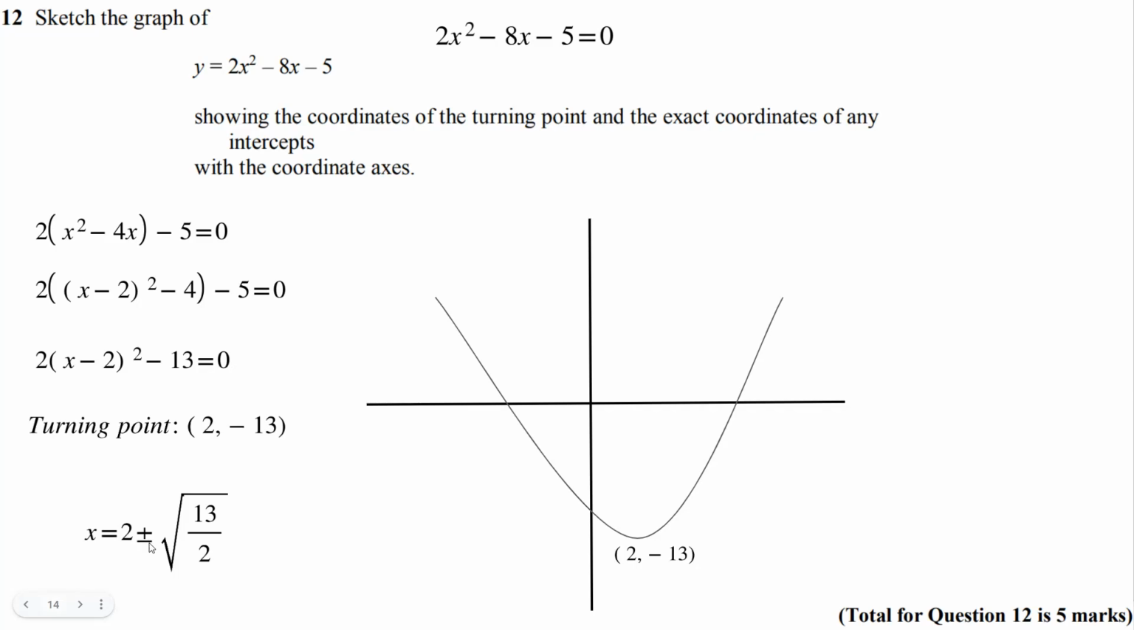The positive version of this is going to be larger than the negative version, because 2 minus a number is always going to be smaller than 2 plus a number, as long as that number is positive, which it is here. Okay, so the positive side is going to be 2 plus root 13 over 2. And the next one is going to be 2 minus root 13 over 2. Just make sure you write these as coordinates, so the y coordinate is going to be 0, and then that's it.